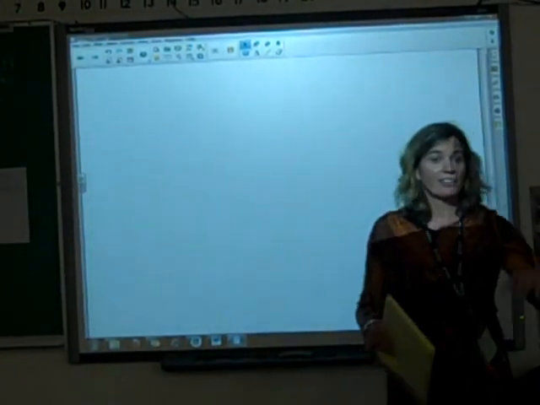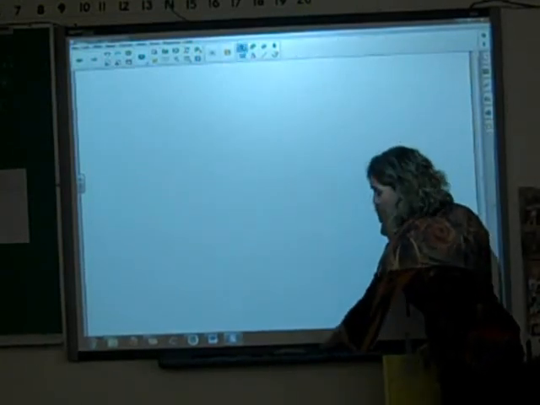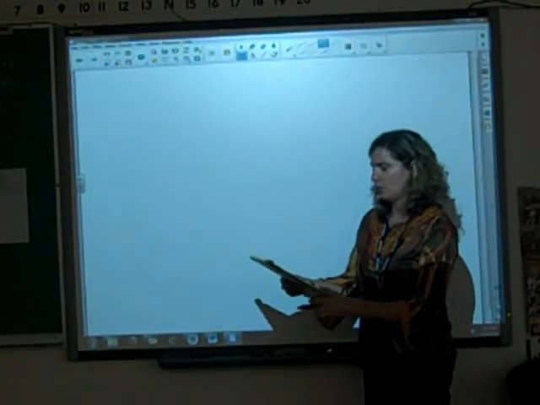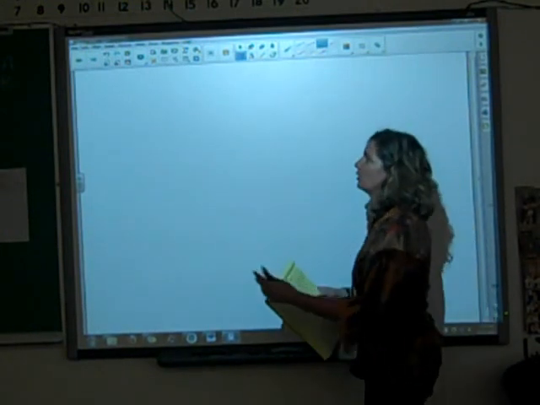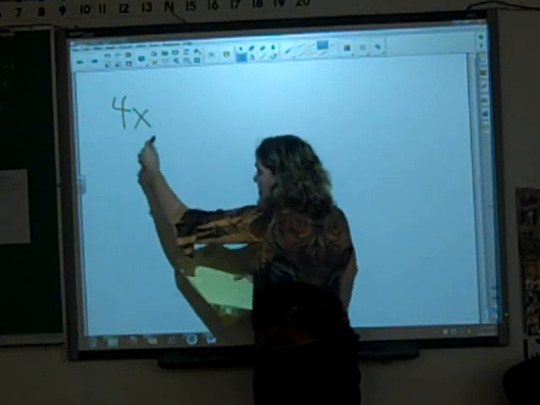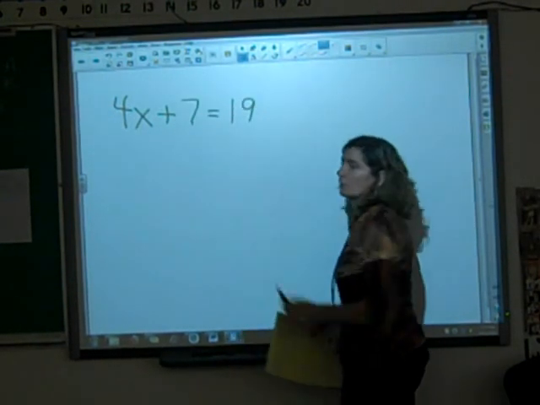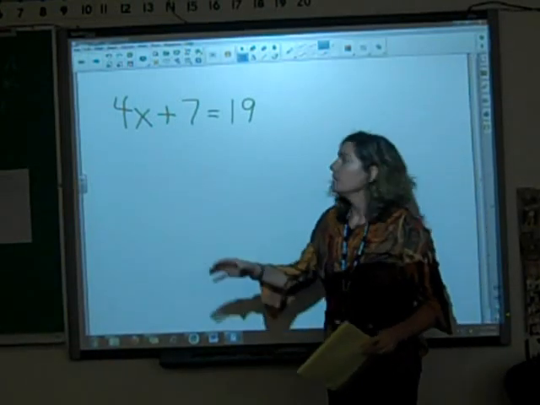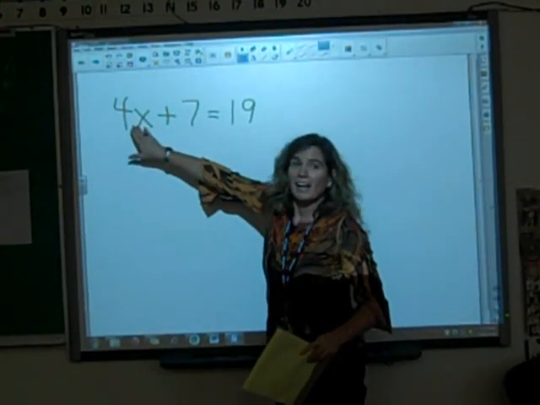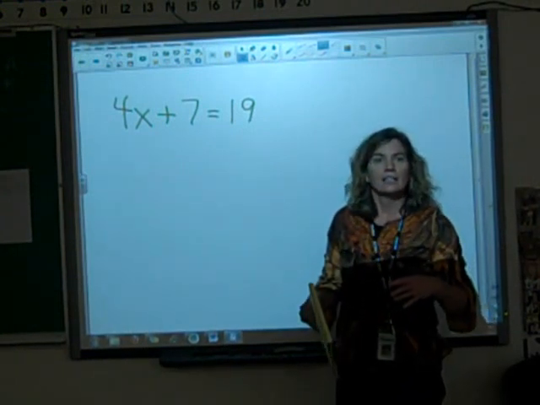Now that you're the experts on the one-step problems, it's two-step time. I'm going to have you first jot down an example and we're going to go from there. I'm going to tell you what it looks like. This problem, we're going to start with 4x plus 7 equals 19. This time it has multiplying and addition, so it has more than just one operation in it.